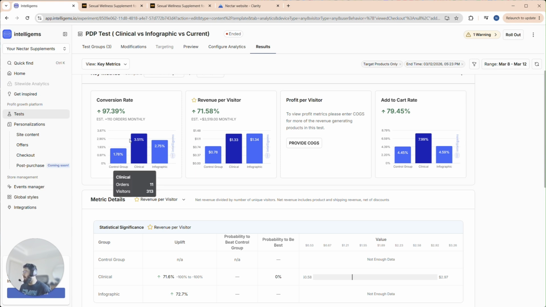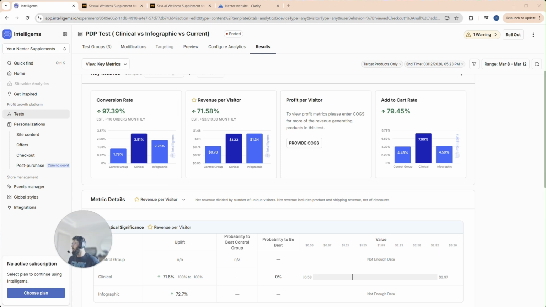We can see here that landing page B, which was the clinical landing page, we're going to call it, performed the best. Conversion rates went up by 97%, and revenue per visitor went up by 72%. You can see here conversion rates went up to 3.51%, which is pretty high on Shopify. So some amazing results here. And what I want to do in this video is just walk you guys through how exactly we achieved that, and hopefully you can take some tips and implement that on your Shopify store as well.